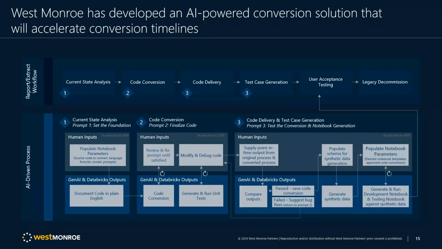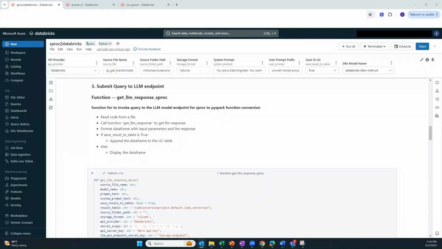Then, moving into step 2, code conversion of our workflow. The notebook will format the prompt, submit the query or chat completion request to the LLM model endpoint, and get an LLM response back. This is done via the function getLLMResponse.